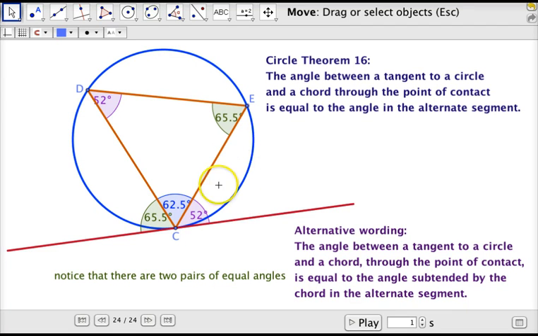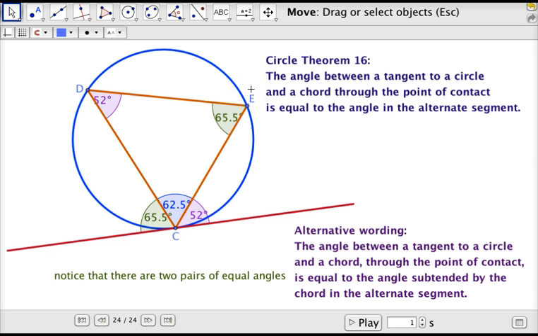Reason, this is the segment that the original 52 is in. This is the major segment, so it's the other segment, the alternate segment. The alternate, because CE divides the circle into two segments. This segment where the 52 is in, and this other segment where this other 52 is in. So the angle between a tangent to a circle and a chord at the point of contact, or through the point of contact, is equal to the angle in the alternate segment.